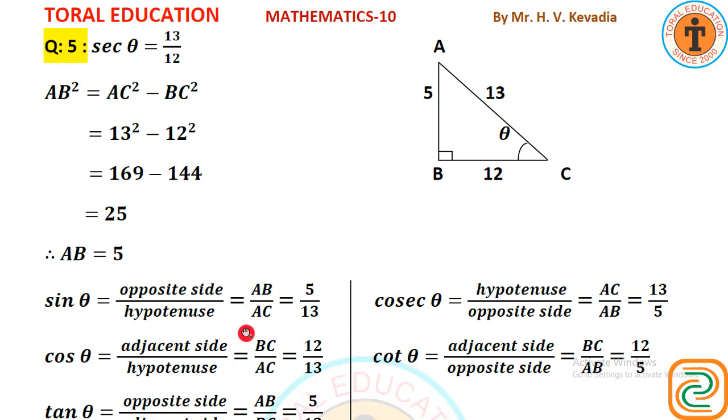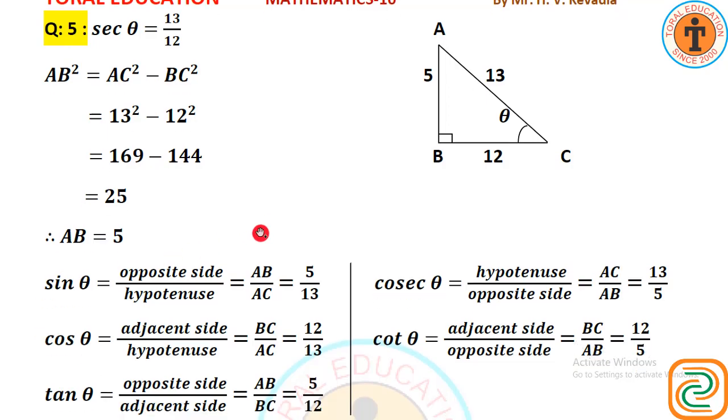So question number 5. Given sec theta equals 13 by 12, calculate all other trigonometric ratios. All other ratios means we have to find the other 5 ratios. Look here, sec theta is 13 upon 12. Sec means hypotenuse upon adjacent. We can take theta here or here, not at the right angle, because all these trigonometric angles are acute angles. So I have taken theta as C.